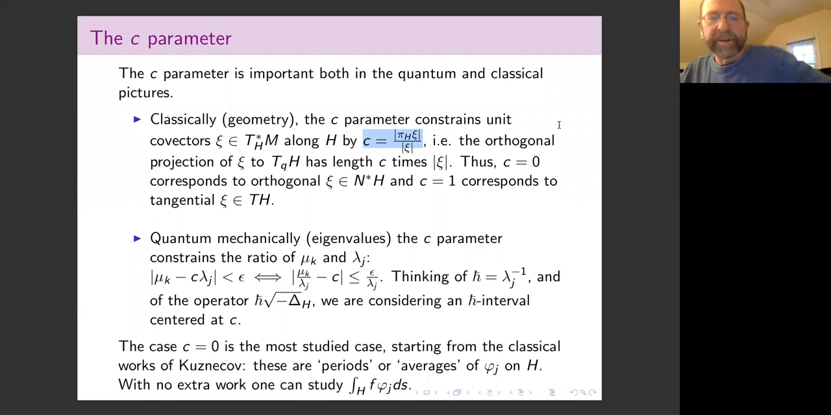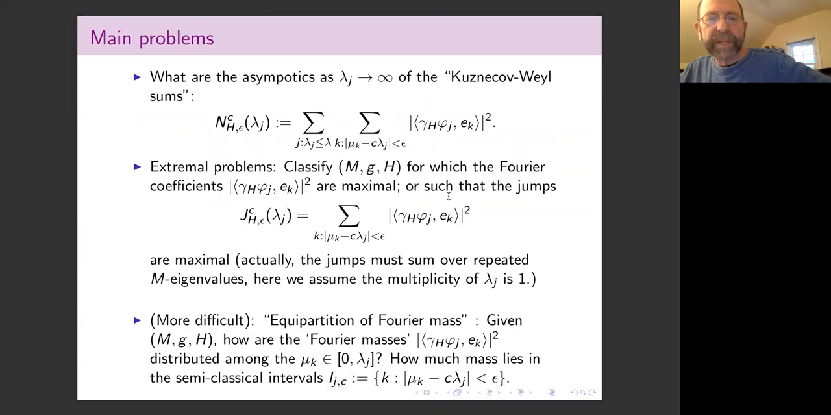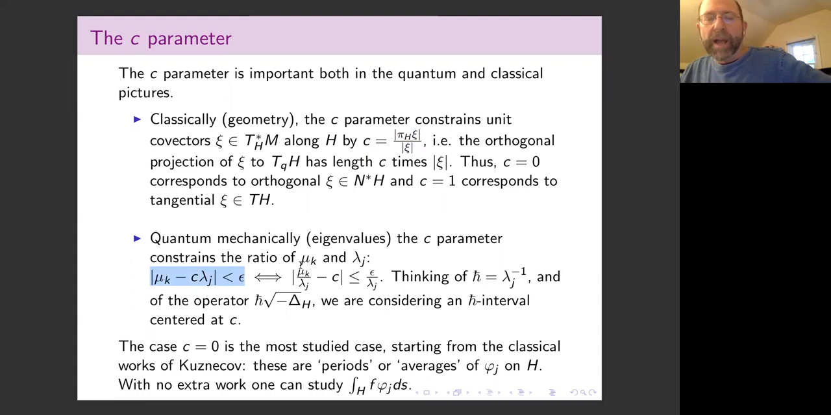So let's look at it quantum mechanically. What does the C parameter mean quantum mechanically? Here's the way I wrote it down, but maybe it's more illuminating to divide by lambda j and write it this way. As we all know, lambda j inverse is a Planck constant in these problems, so we can think of it as an h bar. We always tend to normalize the Laplacian as h bar squared Laplacian; here I took a square root. So these are the eigenvalues of h bar times the square root of the Laplacian on H. And we're looking at intervals around C, which are really thin. If I divide like this, these are h bar intervals around the different C's. So we're really focusing in on very short intervals.